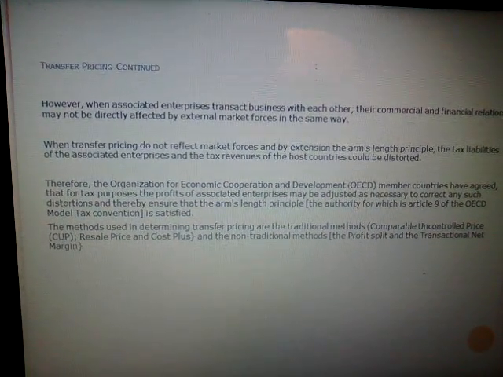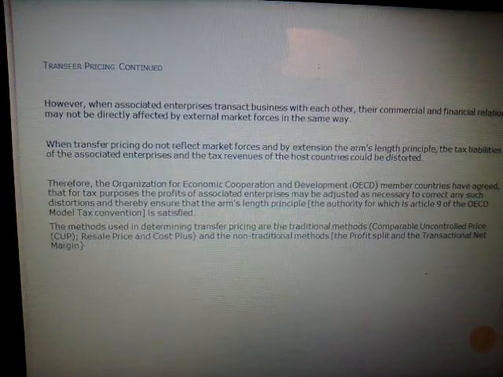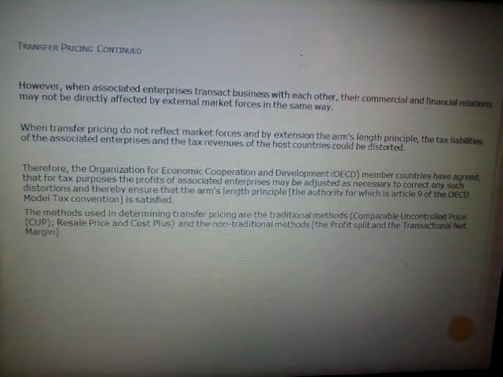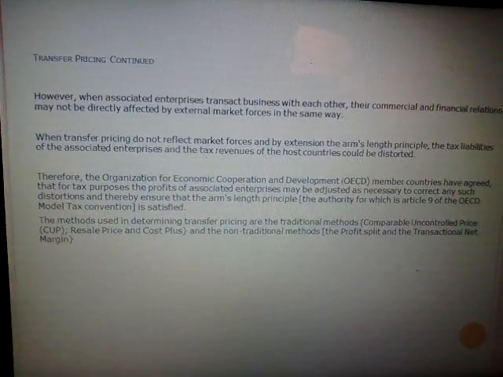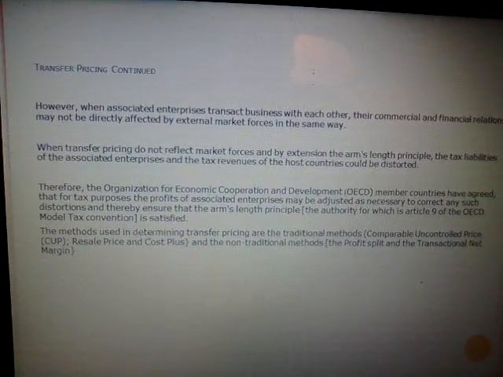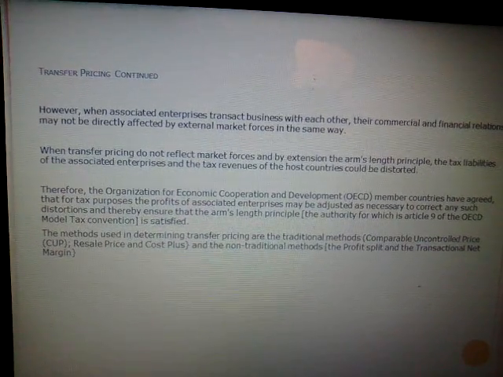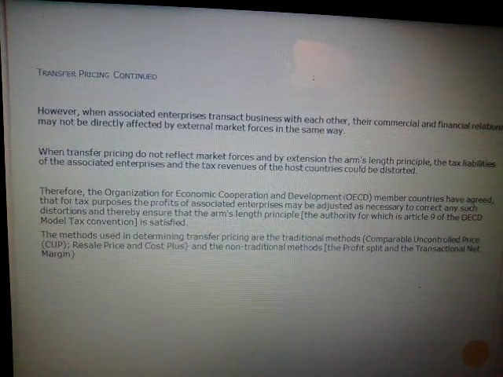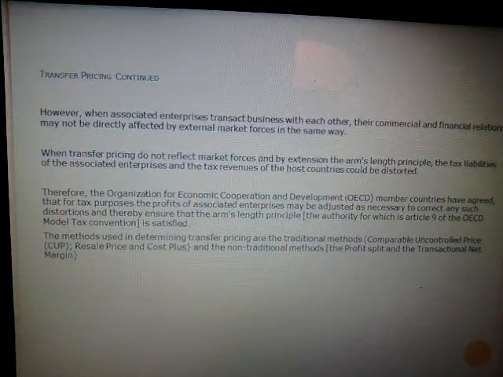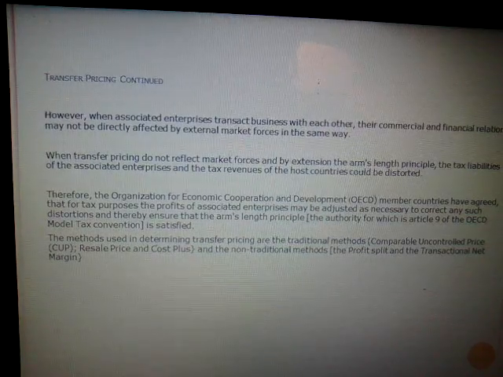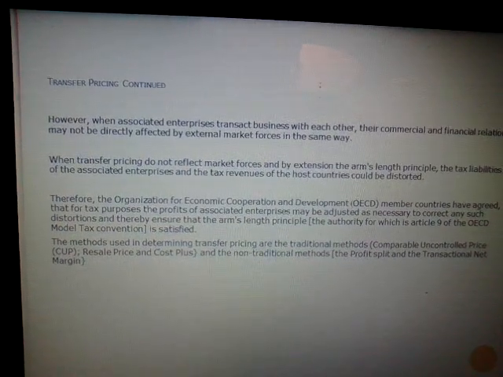Therefore, the Organization for Economic Cooperation and Development, OECD, member countries have agreed that for tax purposes, the profits of associated enterprises may be adjusted as necessary to correct any such distortions, and thereby ensure that the arm's length principle, the authority for which is Article 9 of the OECD Model Tax Convention, is satisfied.